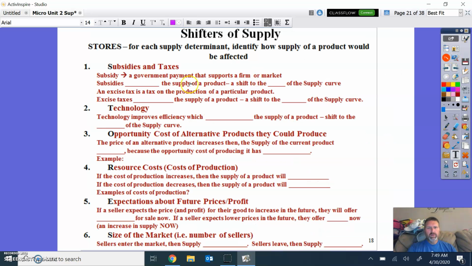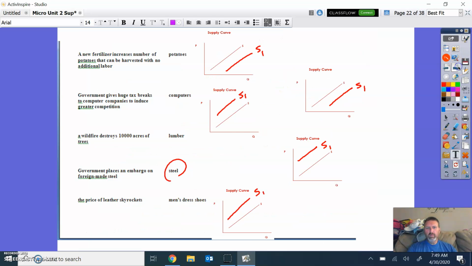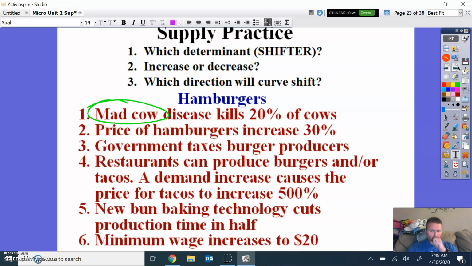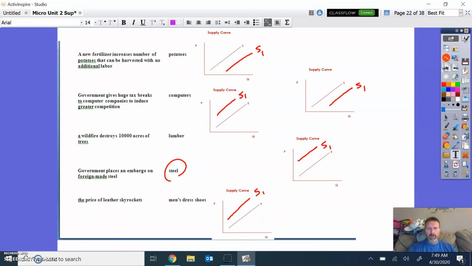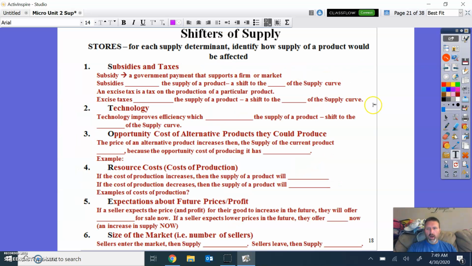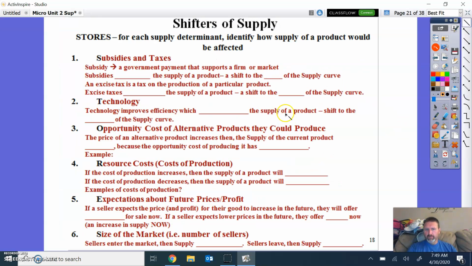So here's a couple things to go through. And then the warm-up tomorrow will be based on this example of hamburgers. Let me erase that because it gives you all the answers. So let me get my arrow out here and see if I can do as many of these arrows as I can.